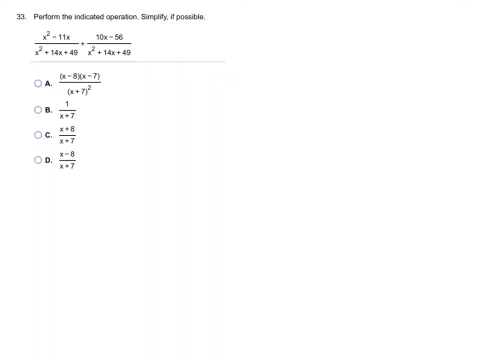Question 33. Perform the indicated operation and simplify if possible. Here I'm being asked to add two rational expressions. In order to add two rational expressions, I need to have the same denominator. So the first step is to look at our denominators. The first denominator is an x squared plus 14x plus 49. The second denominator is also an x squared plus 14x plus 49. So these denominators are the same.